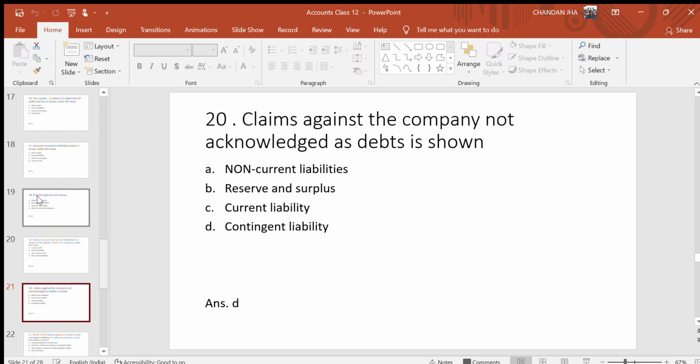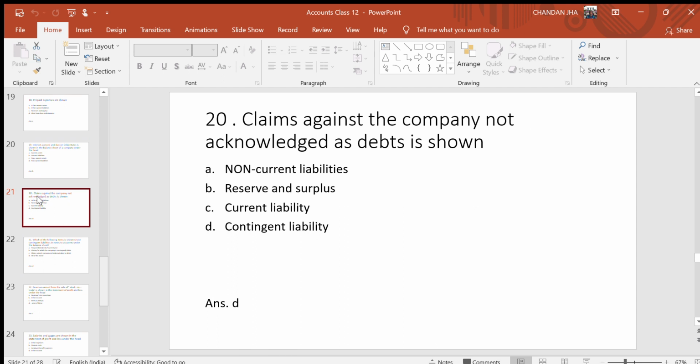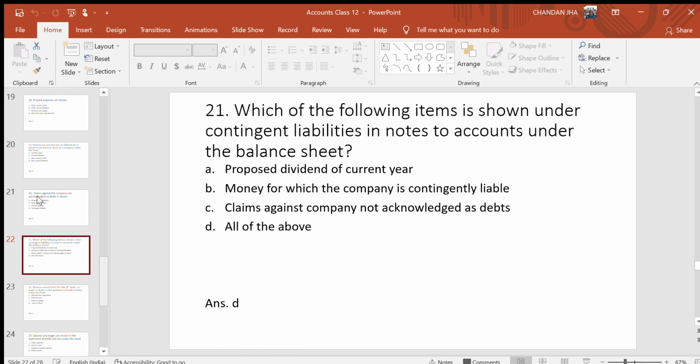Question 20. Claim against the company not acknowledged as debt is shown under non-current liabilities, reserve and surplus, current liabilities, contingent liability. The correct answer is contingent liability.